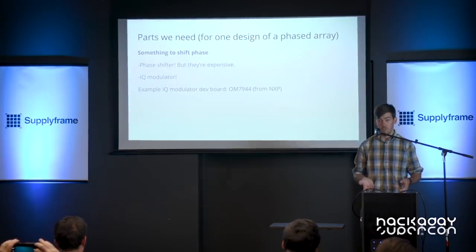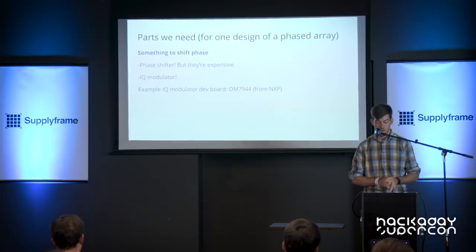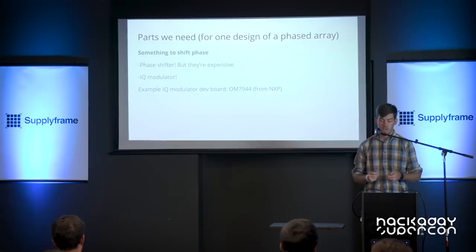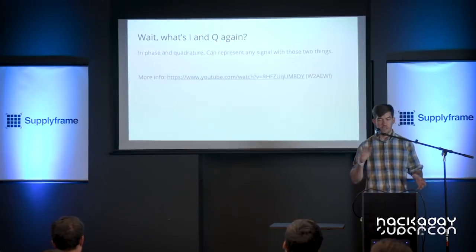So instead, you can use a part called an IQ modulator, and those are really cheap. You can get those for like $5. And I couldn't find, Minicircuits doesn't make a part for that. However, you can buy this dev board from NXP that is SMA on both sides, and I think it's like $100 or something.